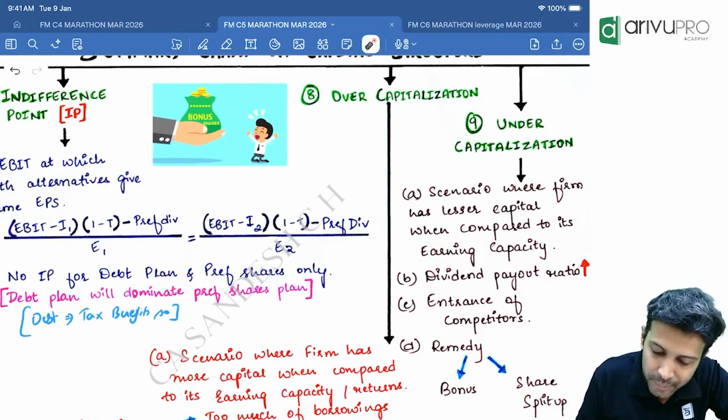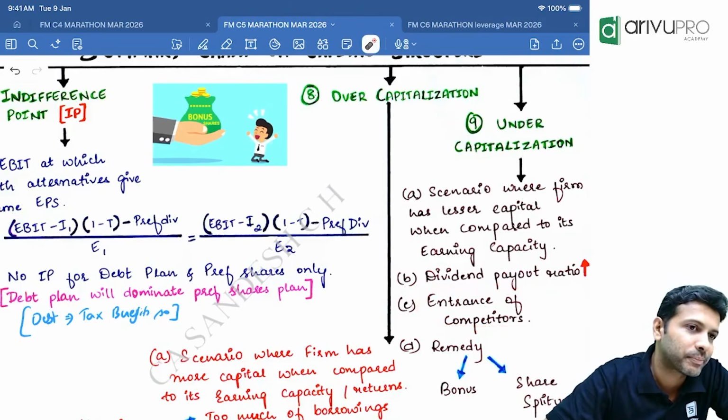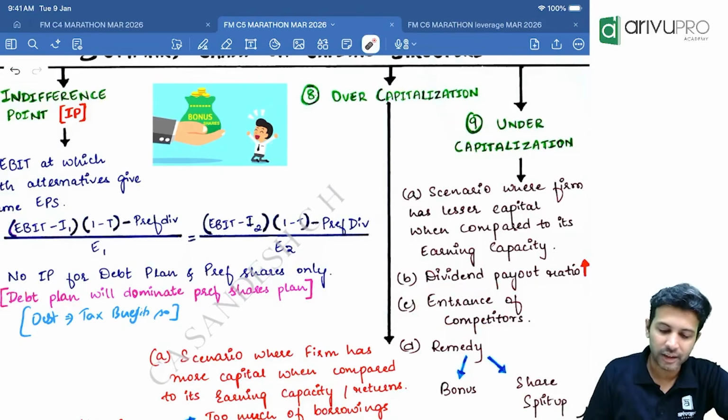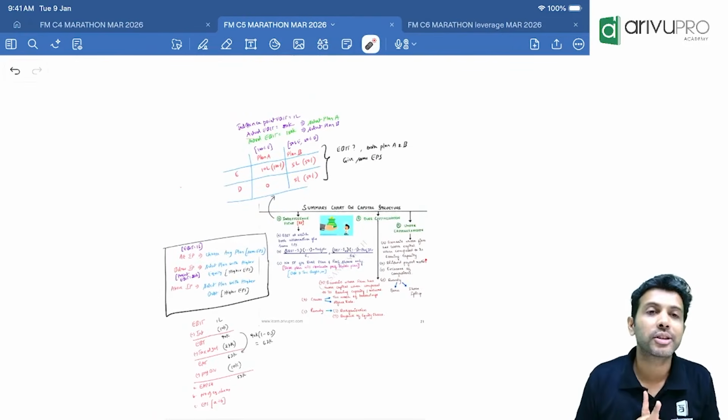So that means in the undercapitalization scenario, whose entry will happen? Competitor entry will happen. Okay? That's the simple meaning. Done. Again, not very important. 2 points, in case it comes as a theory.